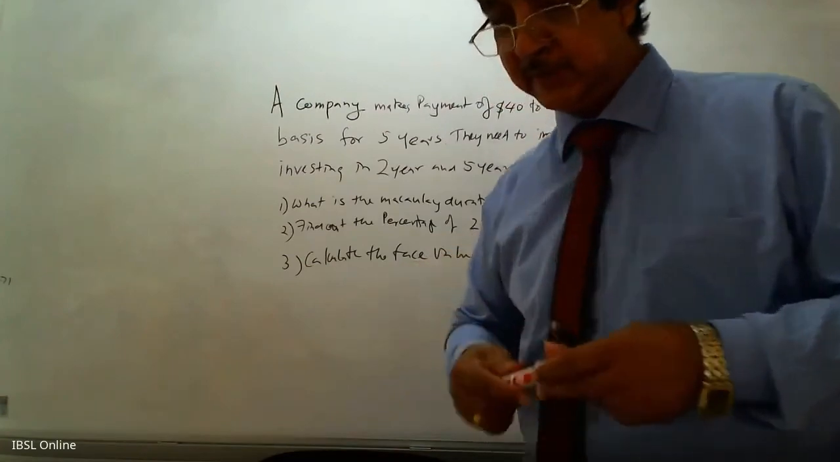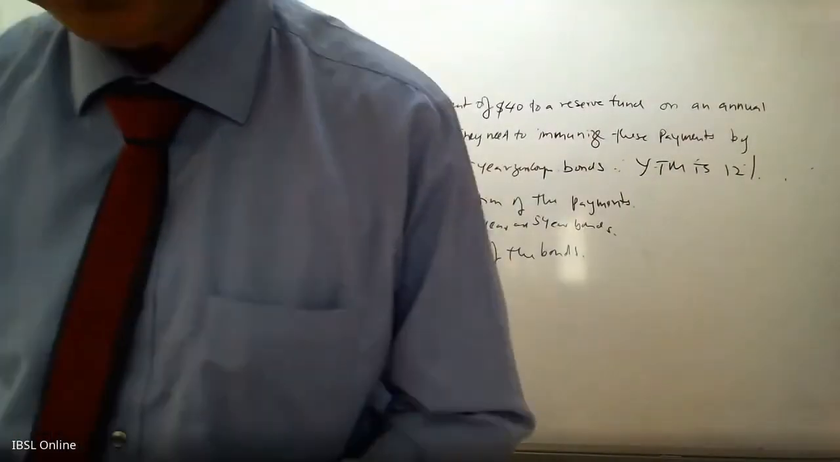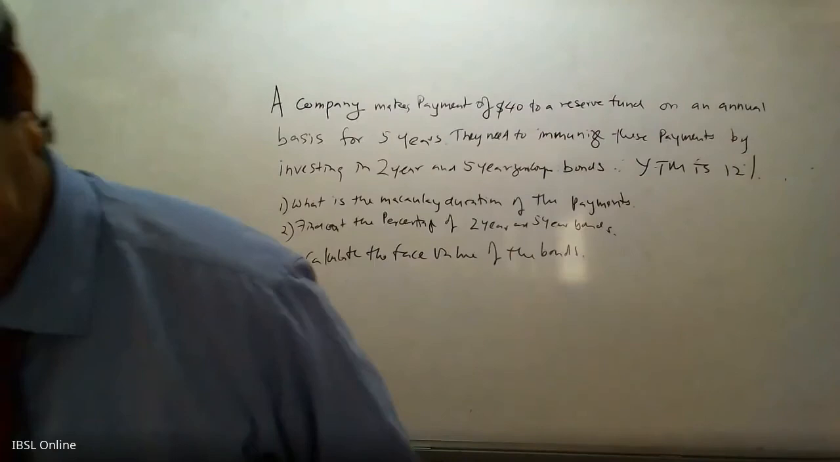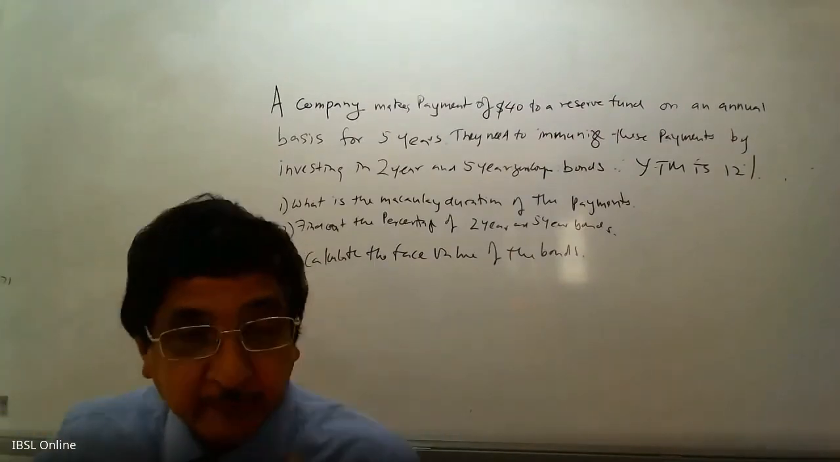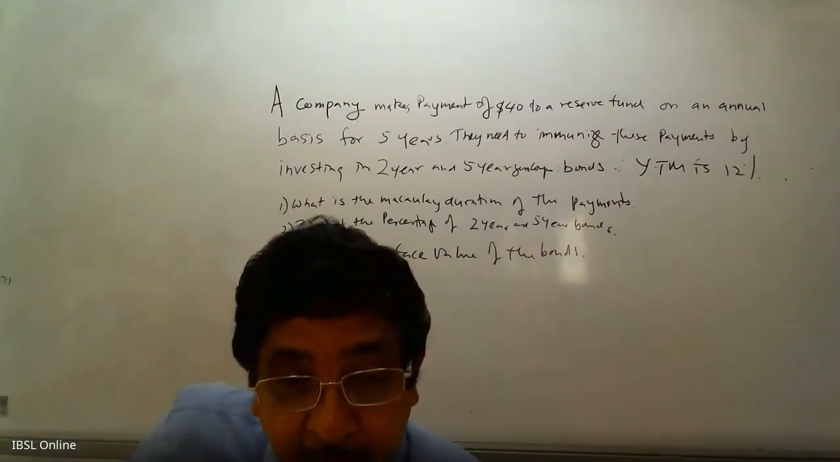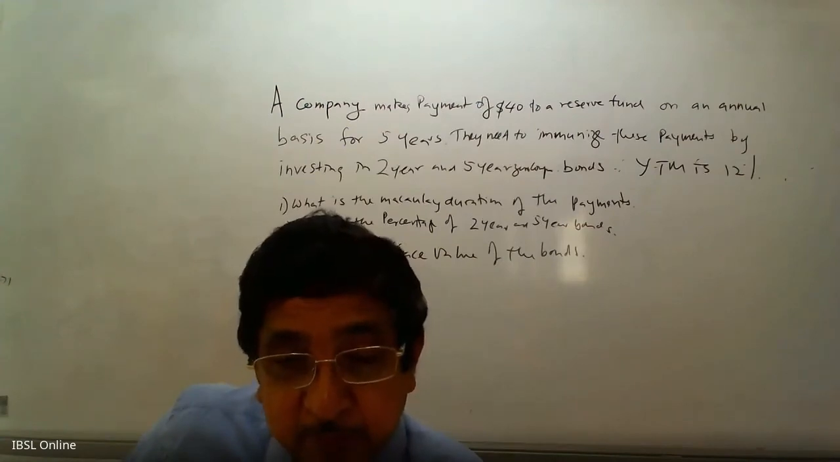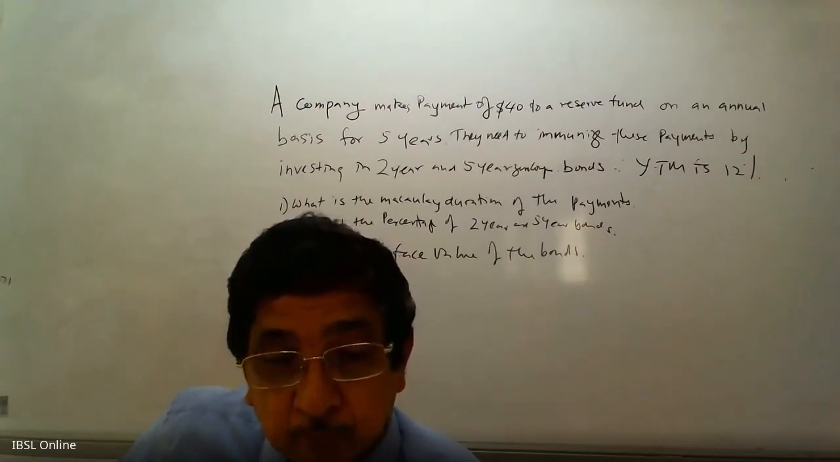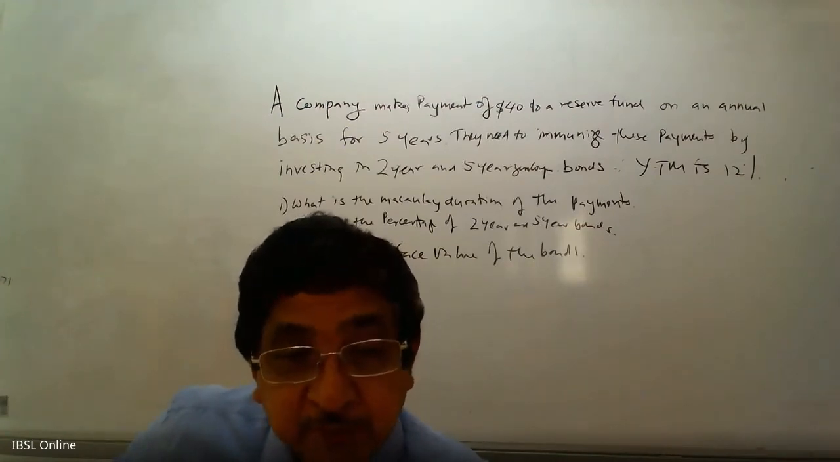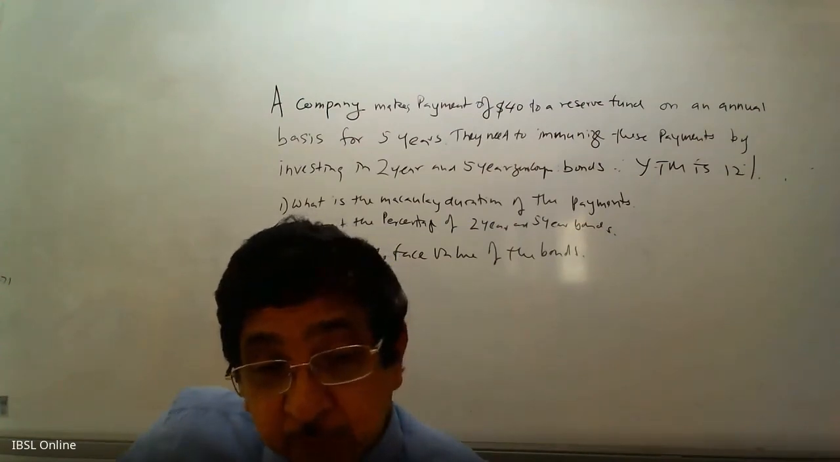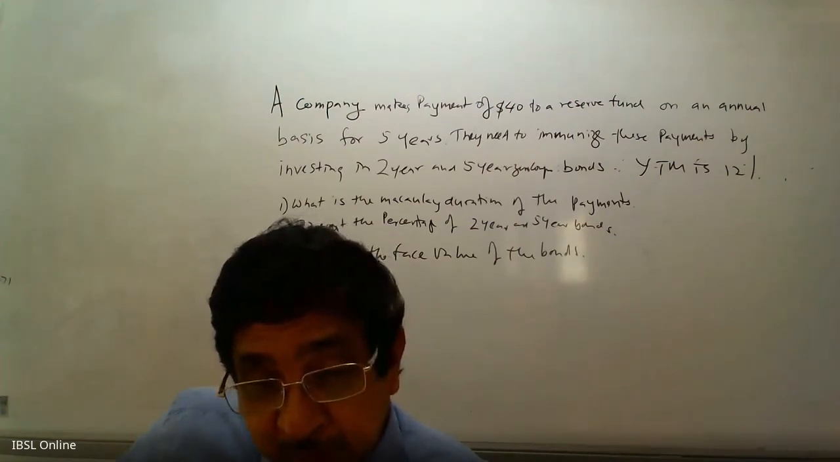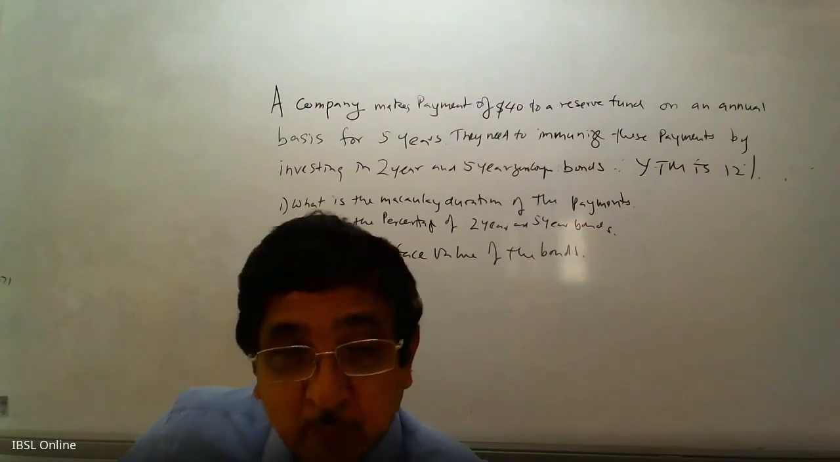Now I made a small change there. So the bonds would not be the 3-year and 5-year bonds. Those are 2-year and 5-year bonds. Right, now just check what is the percentage of 2-year bonds and what is the percentage of 5-year bonds in the portfolio in order to immunize.